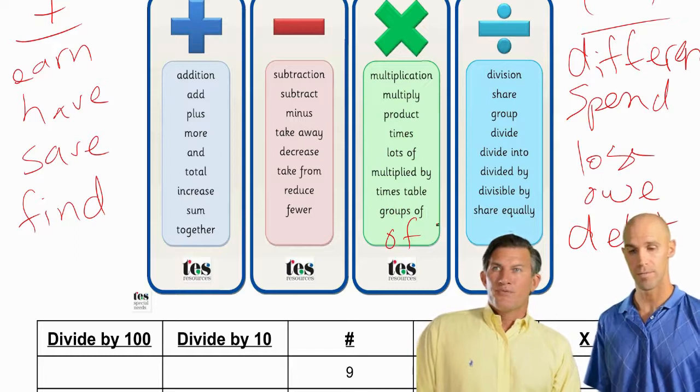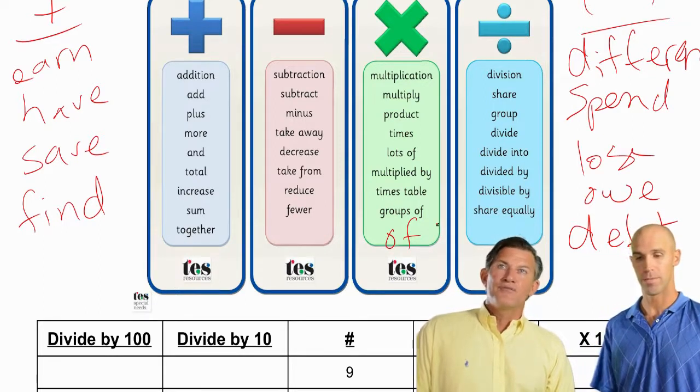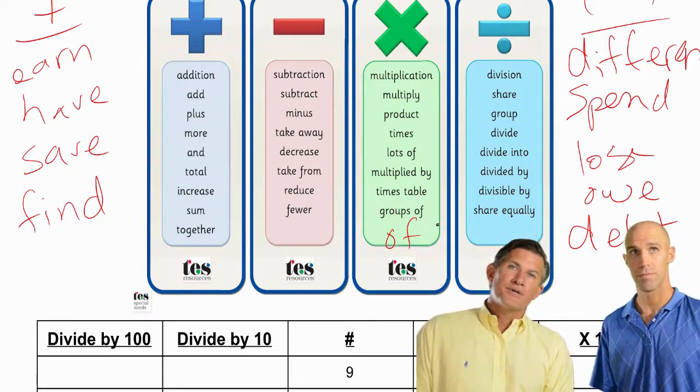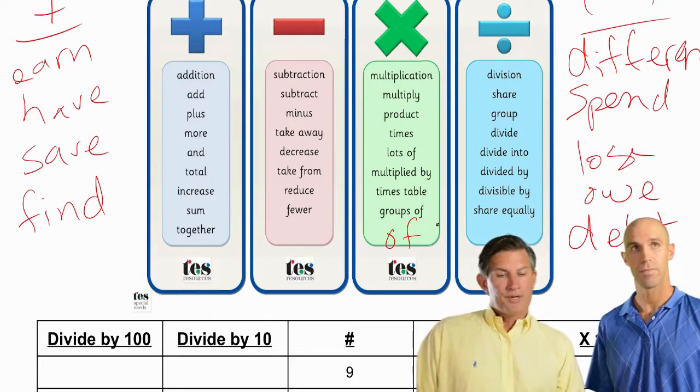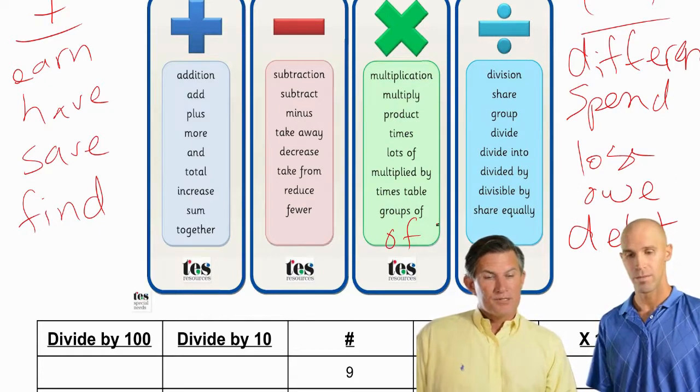I'll give you an example. 50% of 200 is 100, and you're supposed to take 50% and turn it into 0.5 or 1/2, and then multiply times 200. Exactly. So of means multiply. Good one.